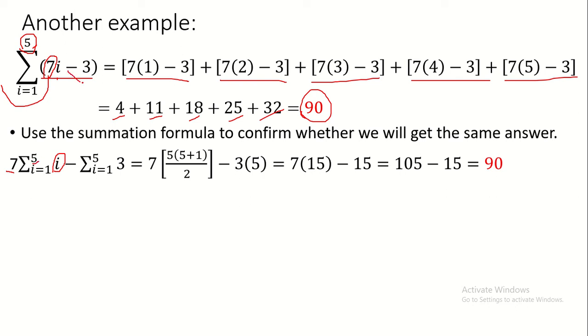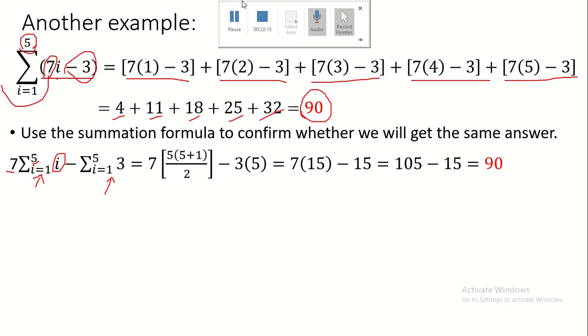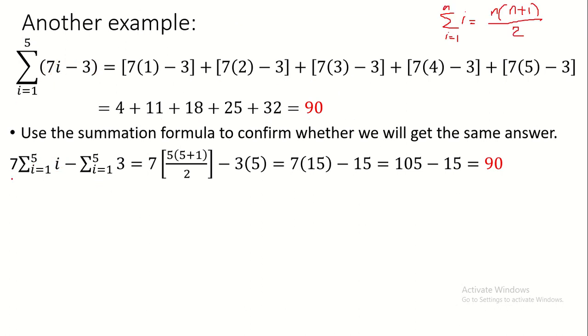And then, separate natin to. So, we also have minus the summation of 3 from i is equal to 1 up to 5. So, we're going to apply the formula in finding the sum of the first n positive integers here, and then the formula for the sum of a constant here. Okay, so let's have first this one.